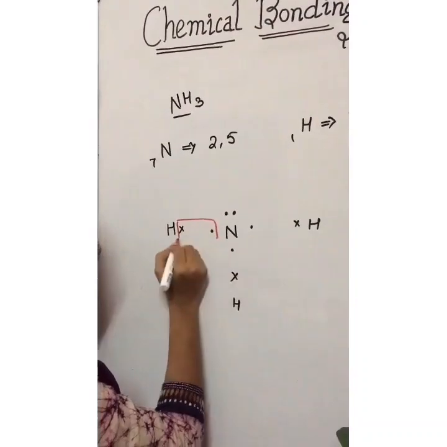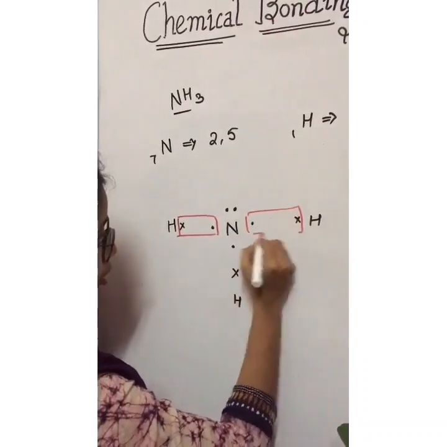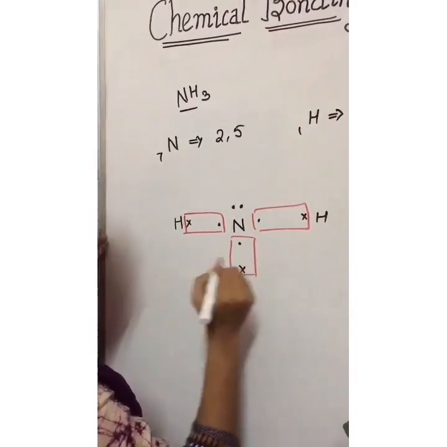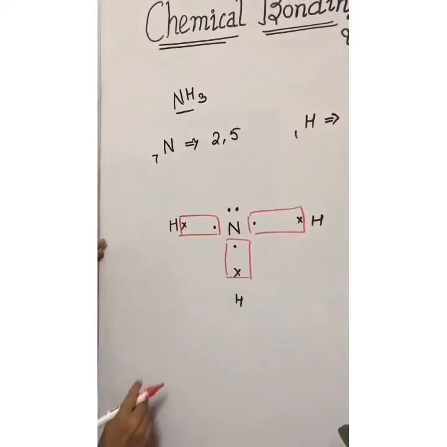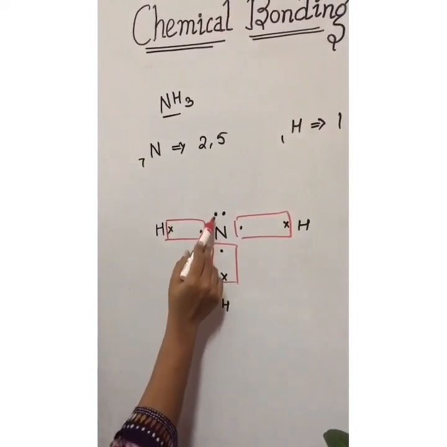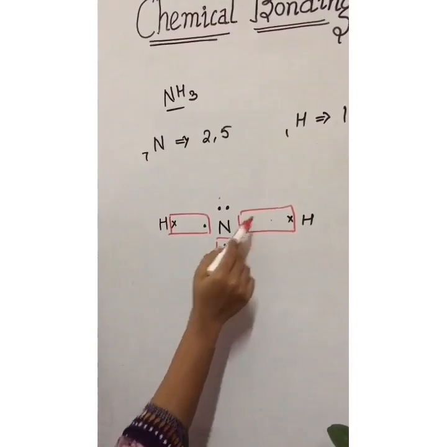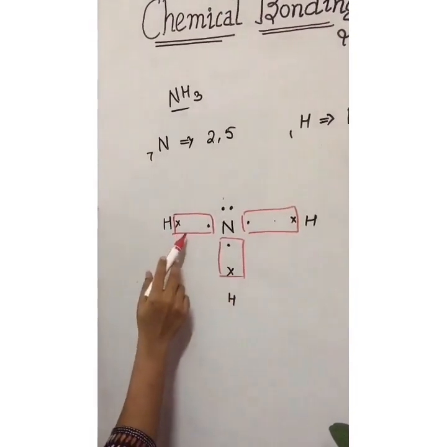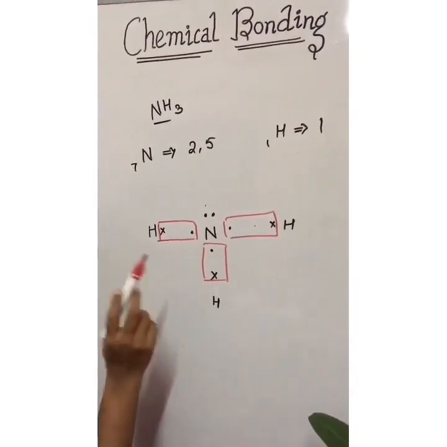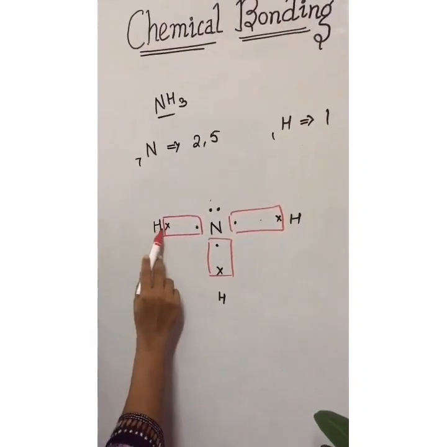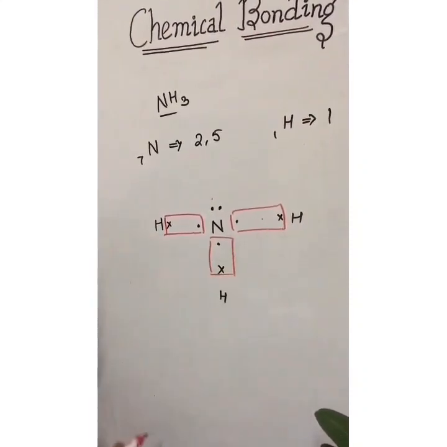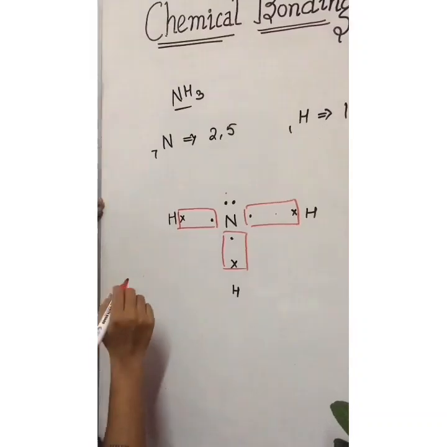This is one bond, this is one bond, this is one bond. So it is forming 3 single bonds. Now let us consider this nitrogen. This has 2 plus 2, 4 plus 2, 6 plus 2, 8. So this nitrogen is having 8 electrons, octet satisfied. Each hydrogen is having 2 electrons. So the duplet rule is also satisfied for hydrogen.